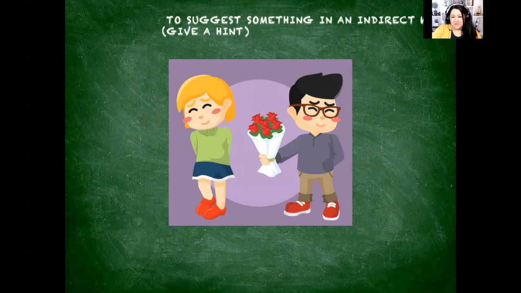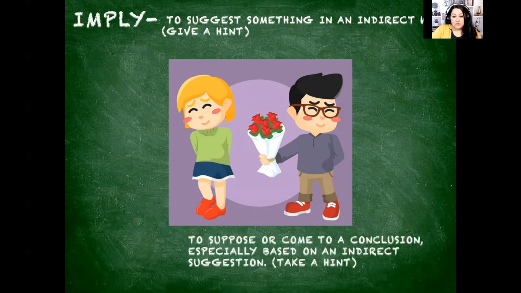What are you doing if you suggest something in an indirect way? You're giving a hint. You are implying, okay? To suppose or come to a conclusion, especially based on an indirect suggestion, okay? This is taking a hint. That is to infer, okay? Imply is what you give. Infer is what you take.